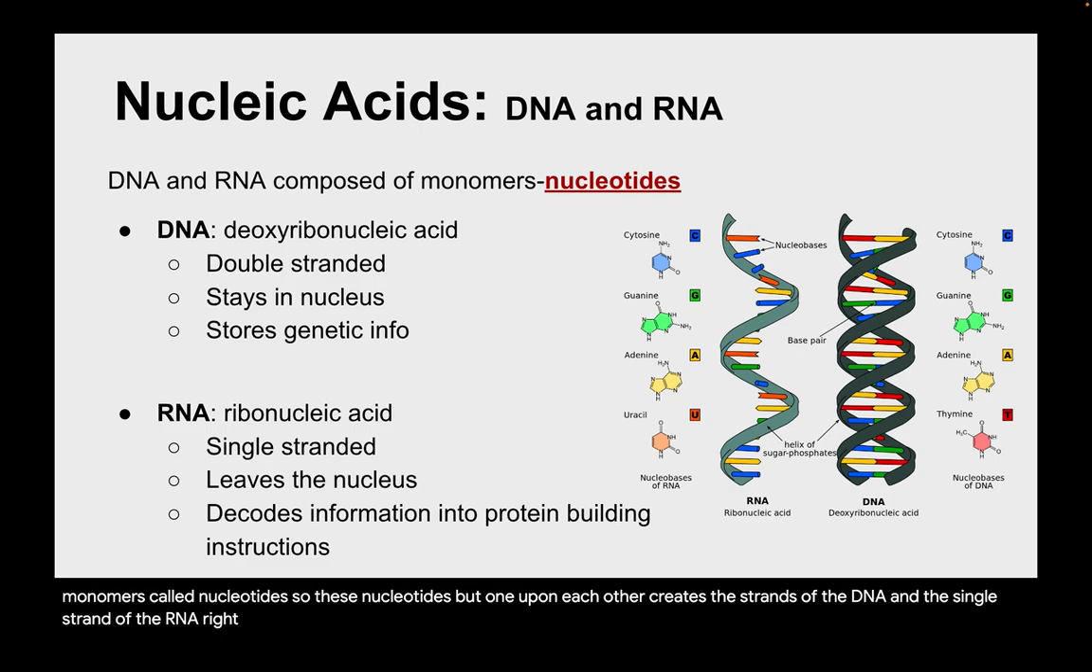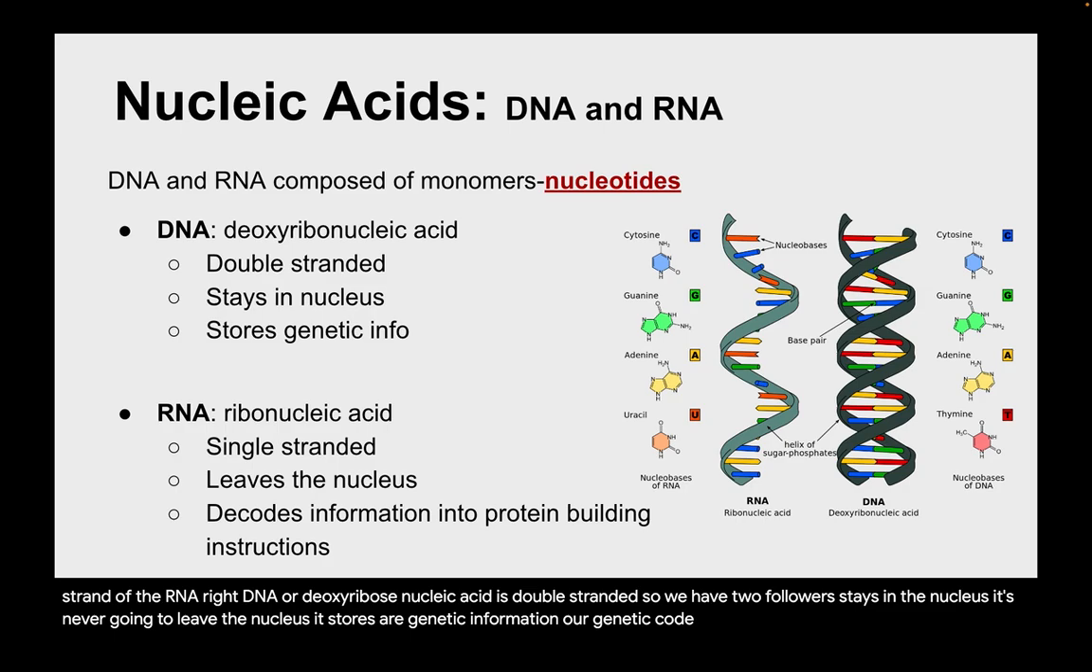DNA, or deoxyribonucleic acid, is double-stranded. So we have two polymers bound together by hydrogen bonds. It stays in the nucleus. It's never going to leave the nucleus. It stores our genetic information, our genetic code, but it's never going to leave the nucleus.